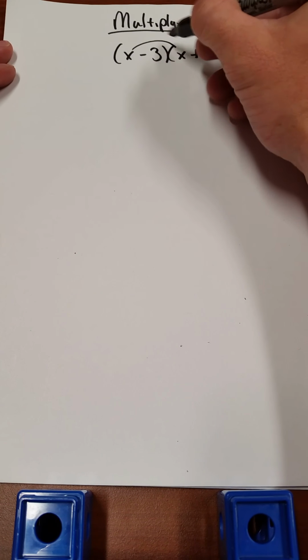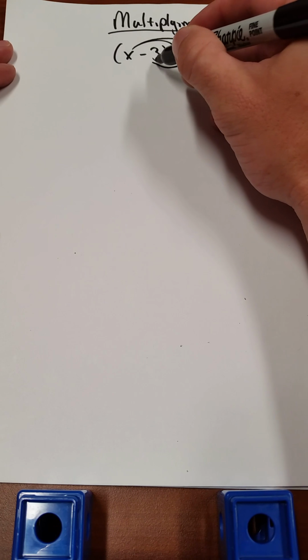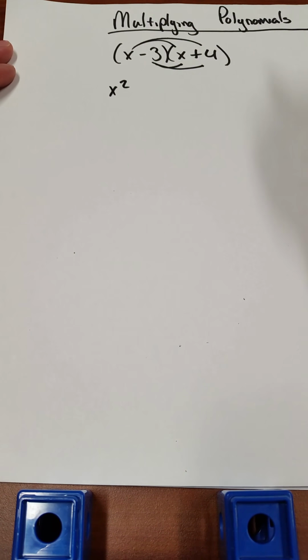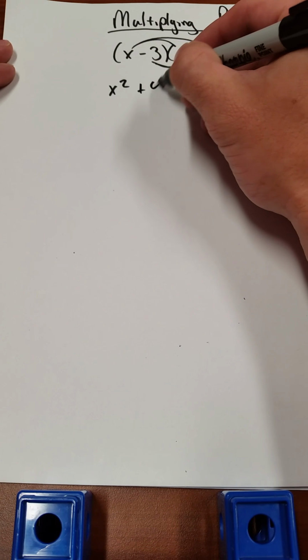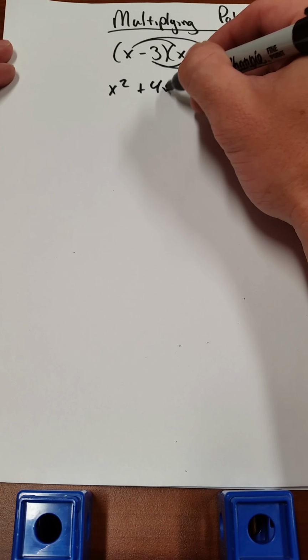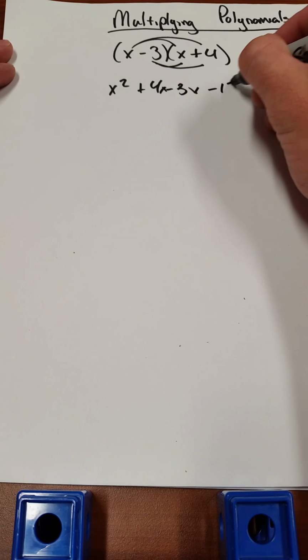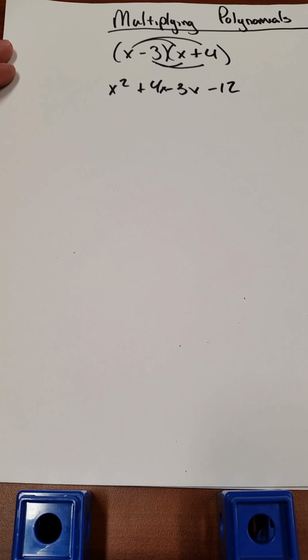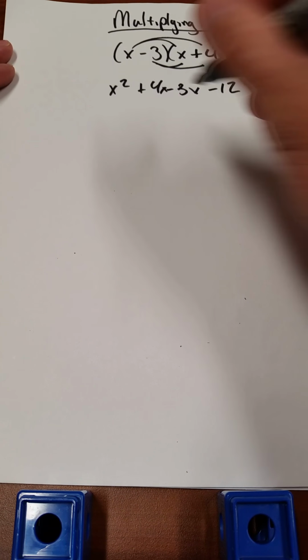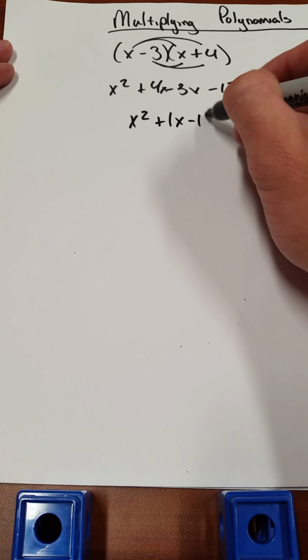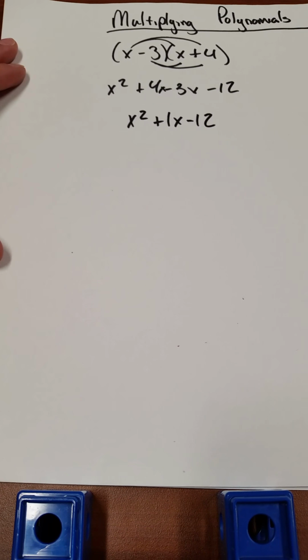If you want to do FOIL, obviously distribute out: first, outer, inner, last. So x times x, x squared. X times 4, 4x. Negative 3 times x is negative 3x. Negative 3 times 4, negative 12. Then you need to combine like terms. We've talked about what like terms are, so then we just get x squared plus 1x minus 12. You do not have to put the 1, it can just be x.